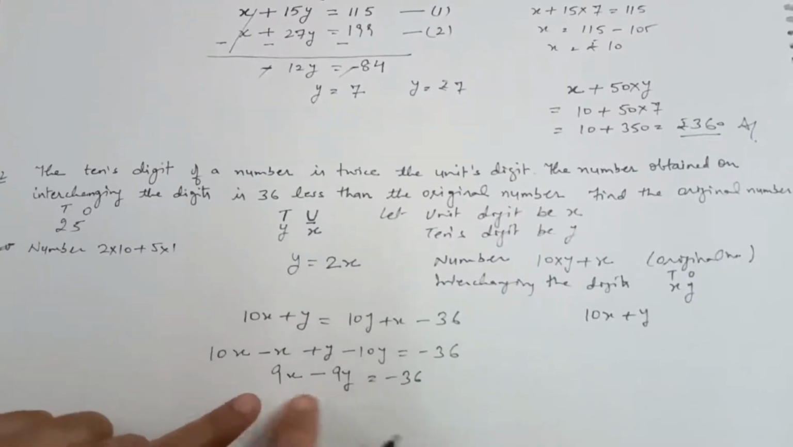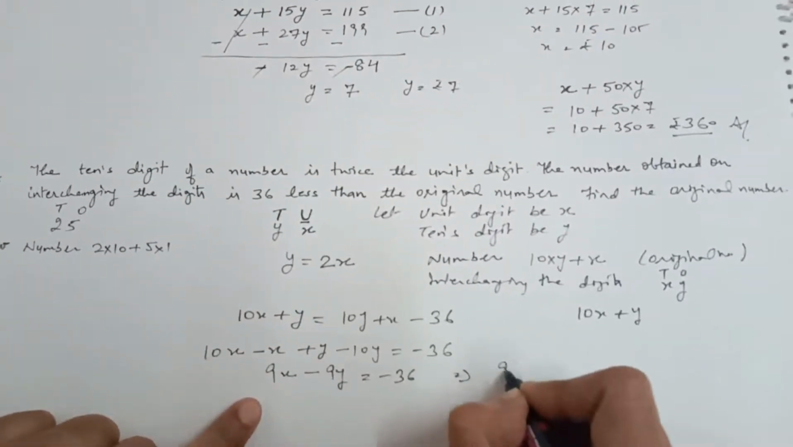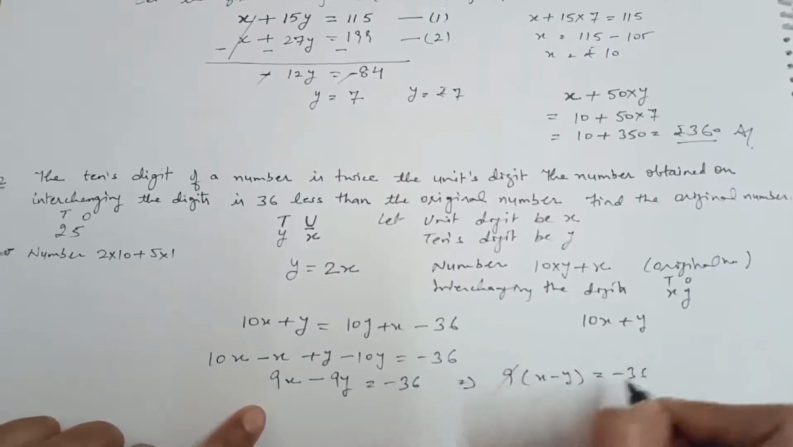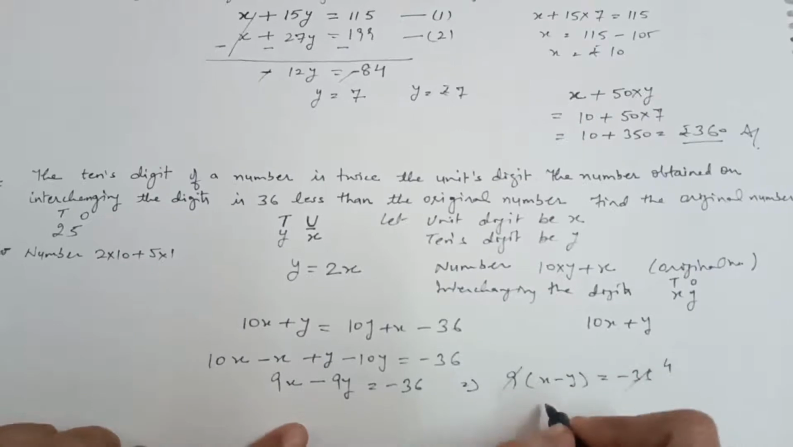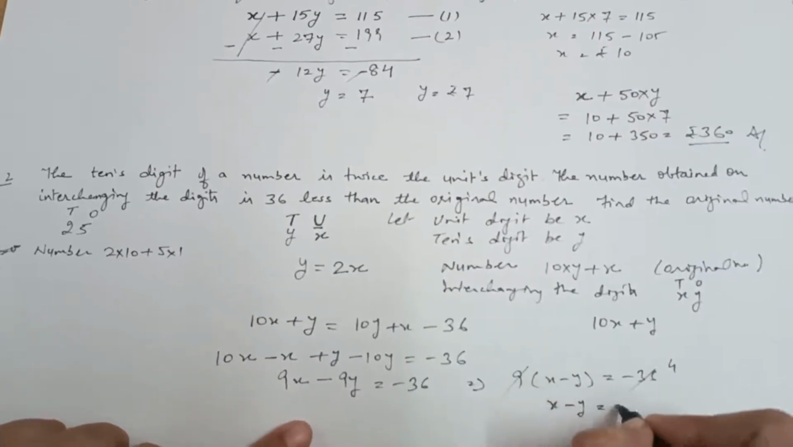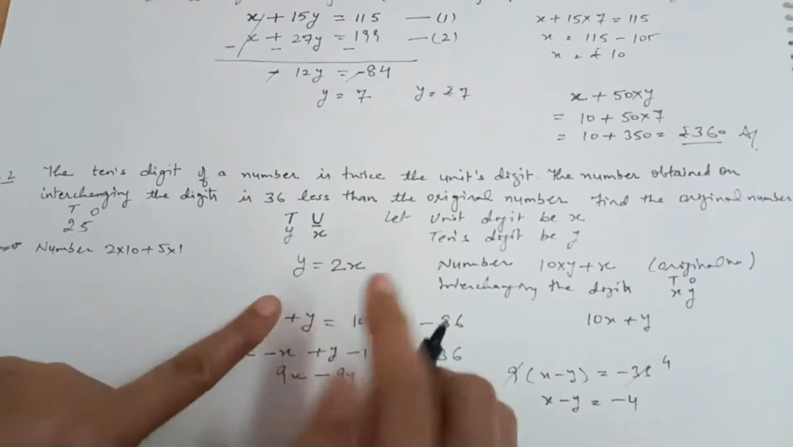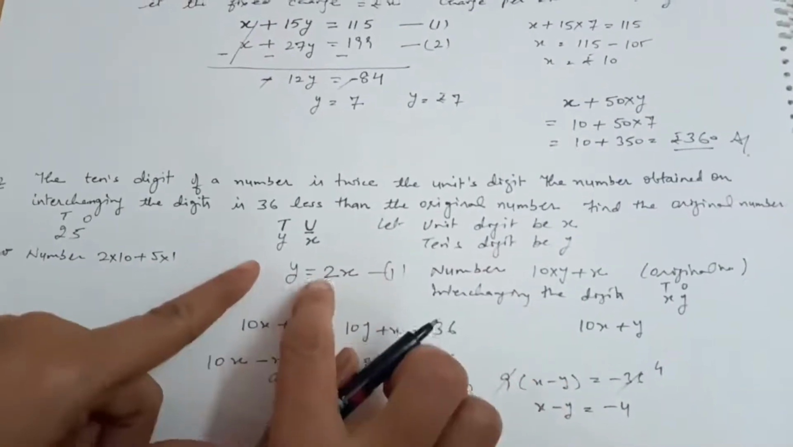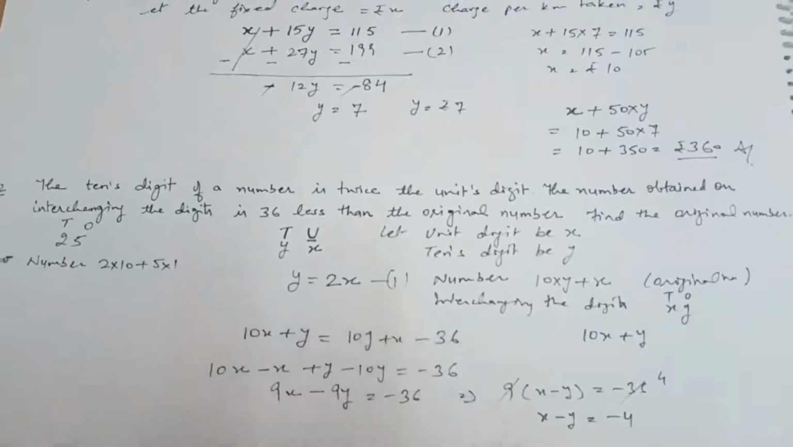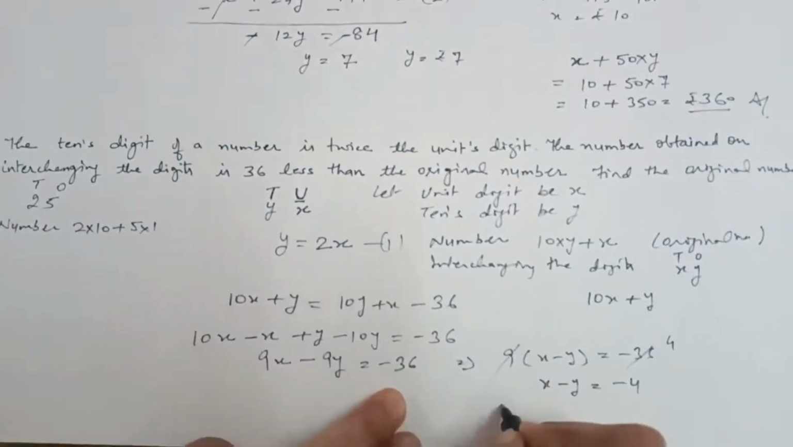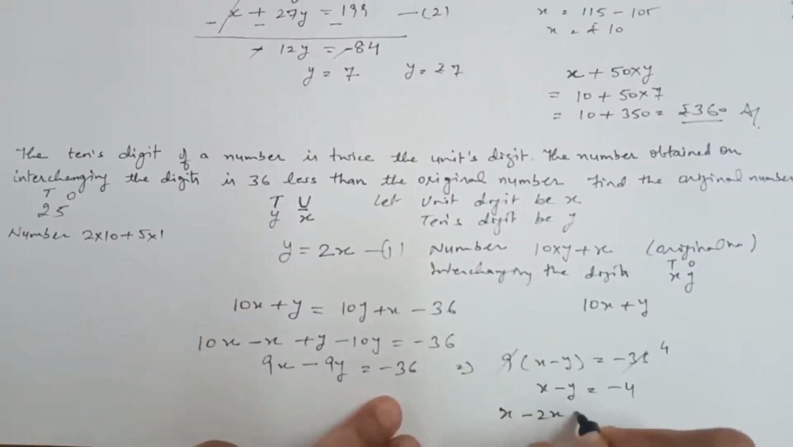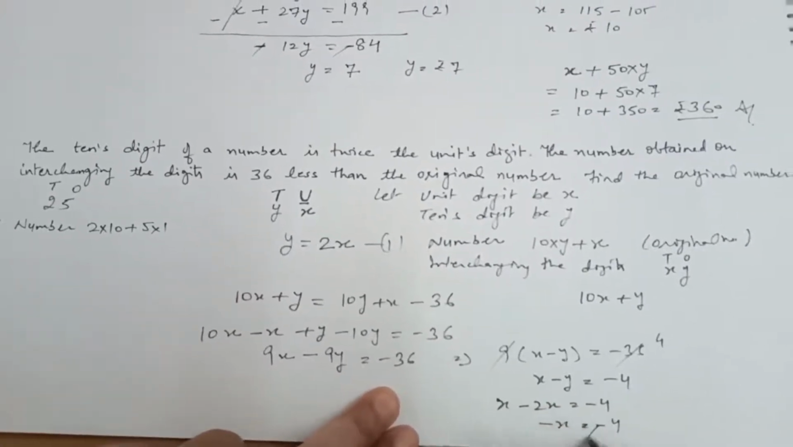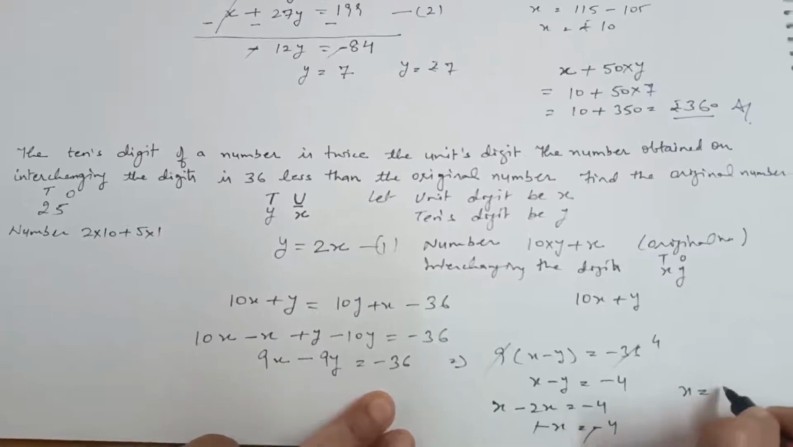You can see 9 is common throughout the equation. So it will be 9 into x minus y equal to minus 36. You can cancel it here, 9 fours are 36, so your equation will be x minus y equal to minus 4. And I already have the first equation, y equal to 2x. You can directly substitute, no need for elimination. So x minus 2x is equal to minus 4, which becomes minus x equal to minus 4. So you got x equal to 4.